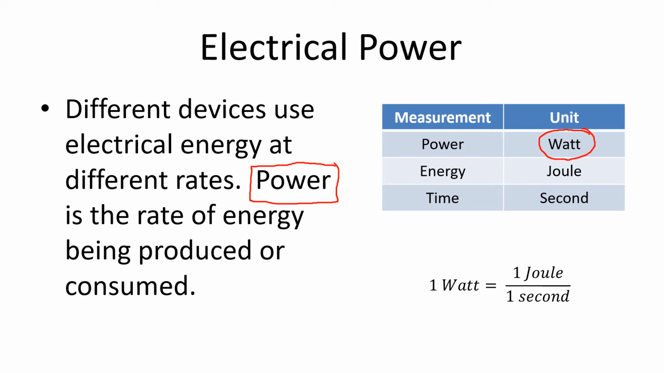A couple of other units you might want to know: energy is measured in joules. It used to be calories, now it's joules, though sometimes it's still calories, depending on your use of it. And the unit of time we're going to use is seconds. So 1 watt is 1 joule of energy per every second, either being produced or being used up. That's a way to measure how fast electrical energy is being used.